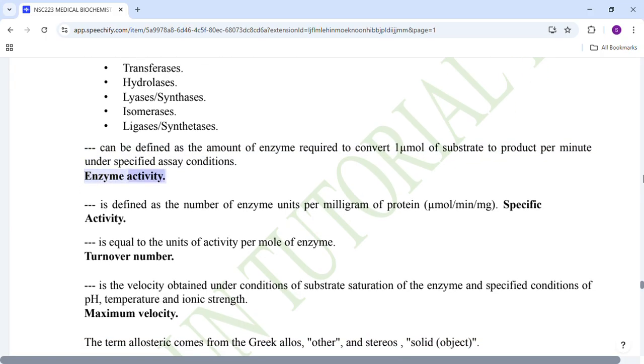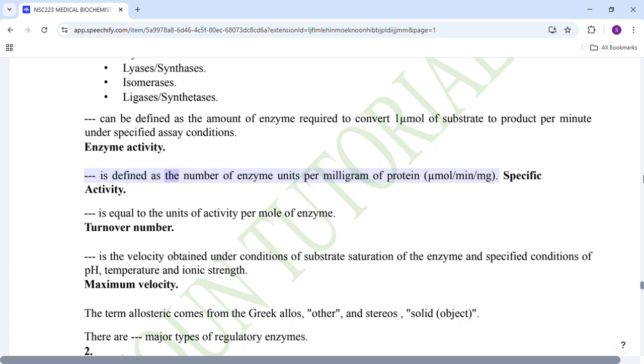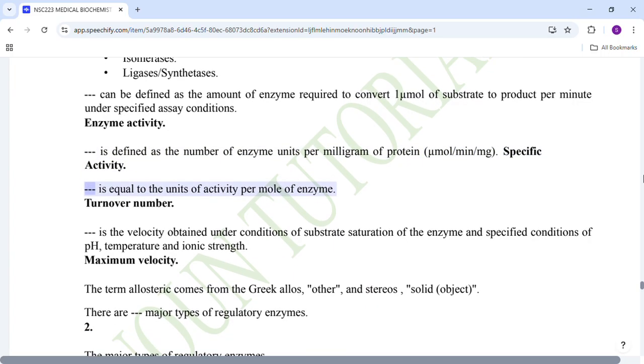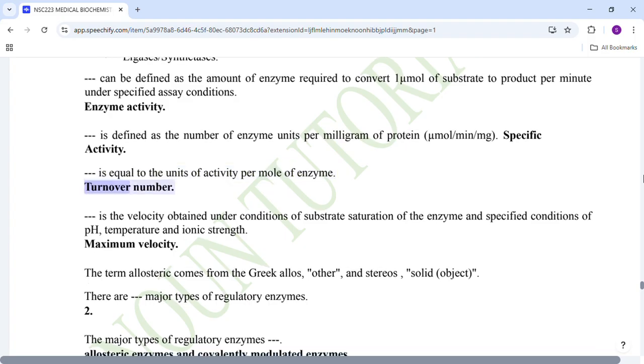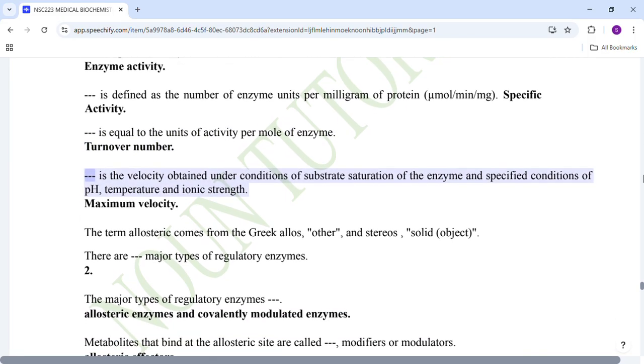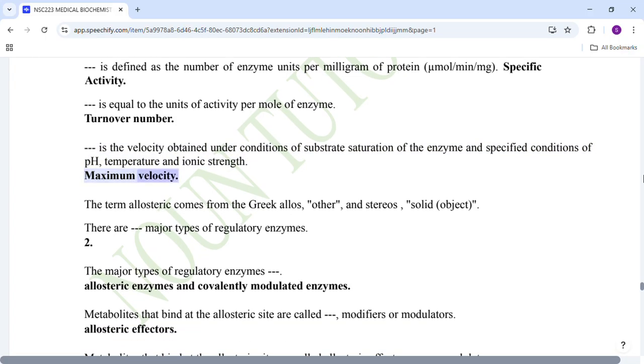Enzyme activity. Dash is defined as the number of enzyme units per milligram of protein, micromole/min/mg. Specific activity. Dash is equal to the units of activity per micromole of enzyme. Turnover number. Dash is the velocity obtained under conditions of substrate saturation of the enzyme and specified conditions of pH, temperature, and ionic strength. Maximum velocity.